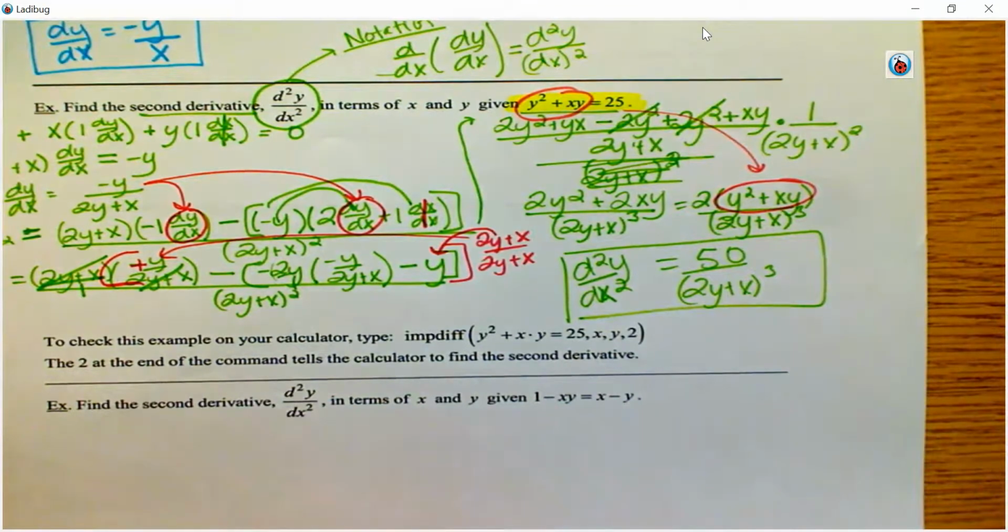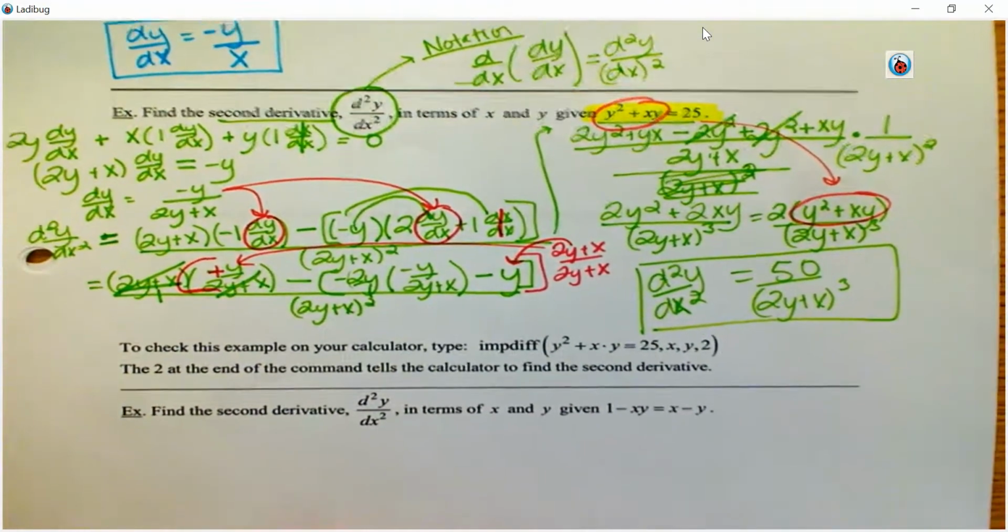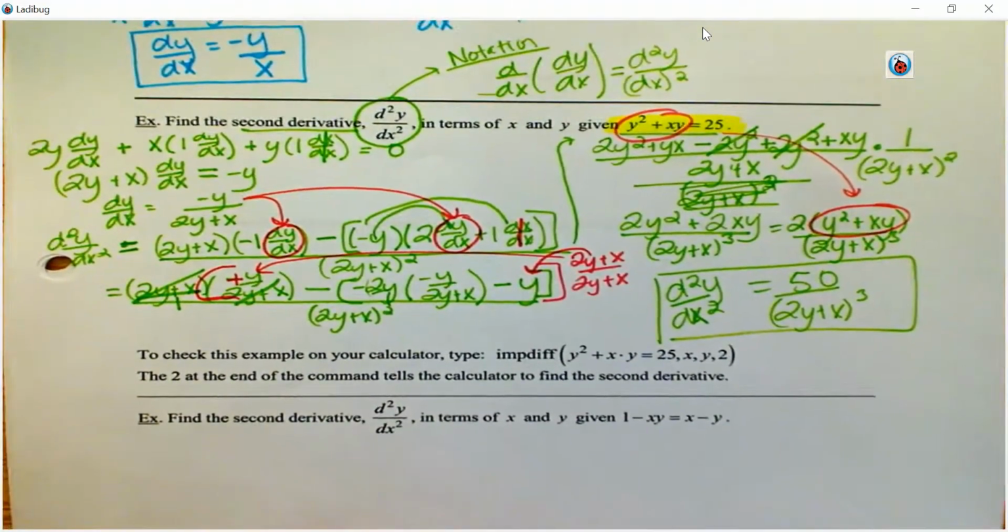Okay, I'm going to let that just marinate in your head for a minute. Does anybody have any questions about where numbers came from, where they went, what the heck's going on?